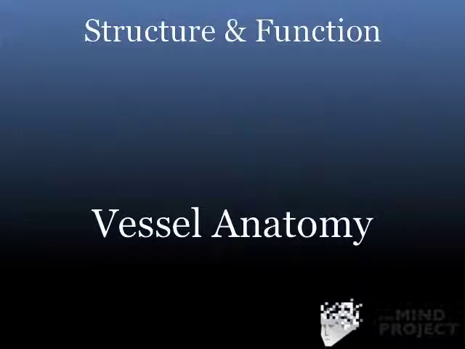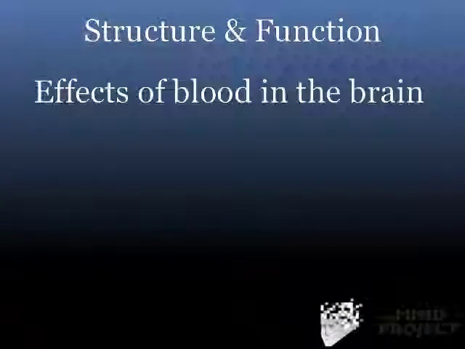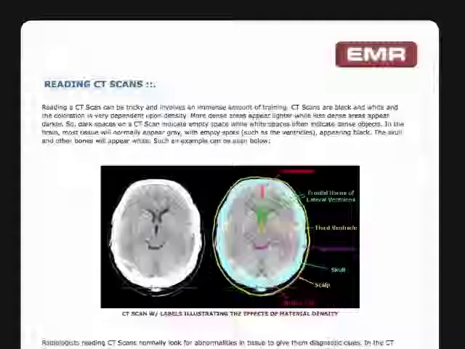To help students see connections between structure and function, consider focusing on vessel anatomy. Have them brainstorm how damage to vessels affect the body. They may come up with several: heart attacks, organ failure, as well as strokes. You could focus on why not enough blood, ischemic, or too much blood, hemorrhagic, cause so many similar stroke symptoms.